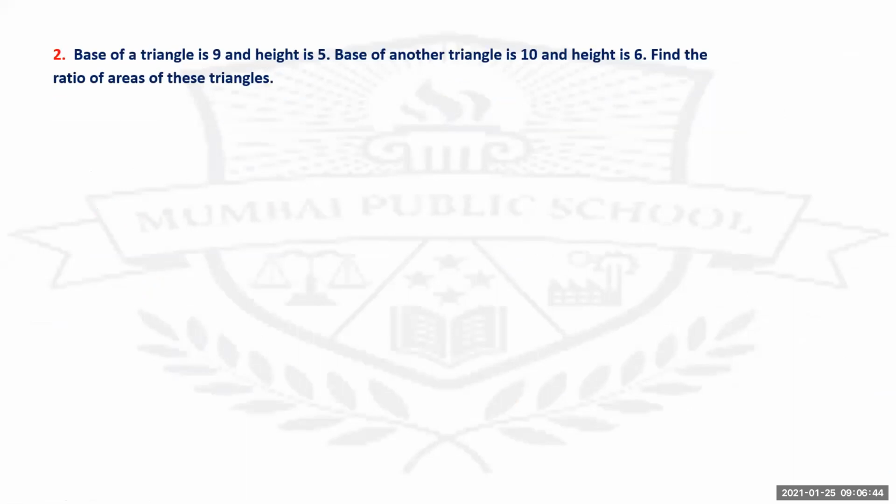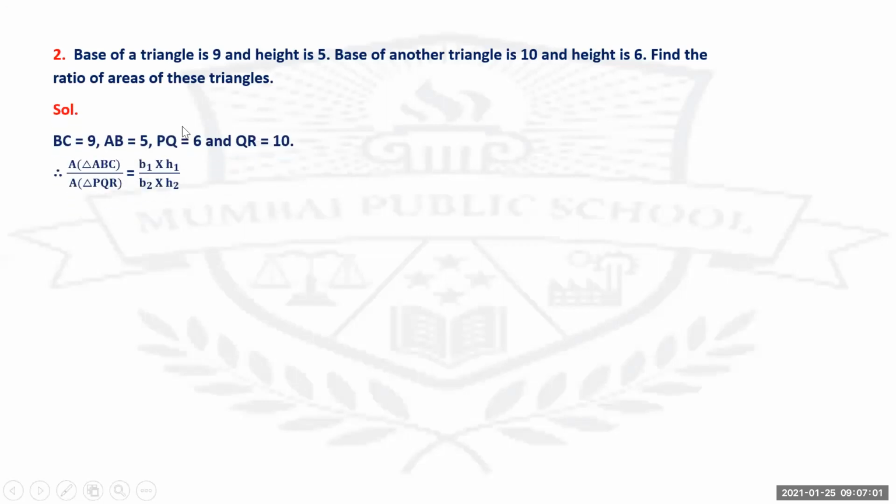Base of a triangle is 9 and height is 5. Base of other triangle is 10 and height is 6. Find the ratio of areas of these triangles. Now, what happens here? BC is 9, AB is 5, PQ equals 6, QR equals 10. You have made note of all the things which are given to us. Now check here. Nothing is common, nothing is the same. It's not the base, not the height.